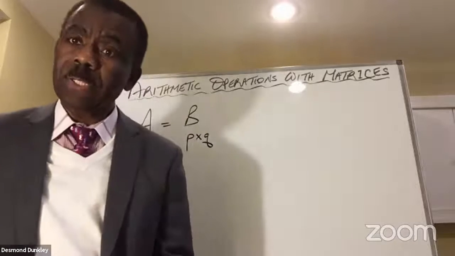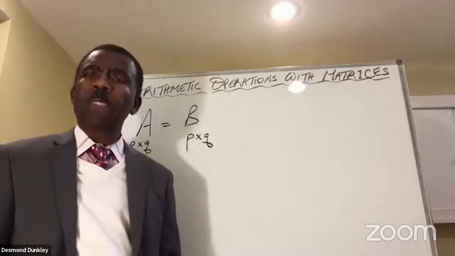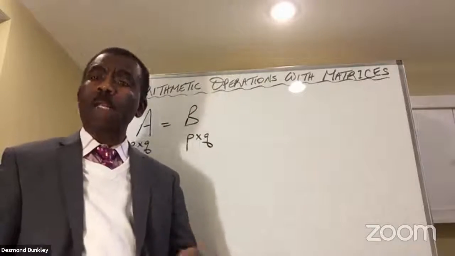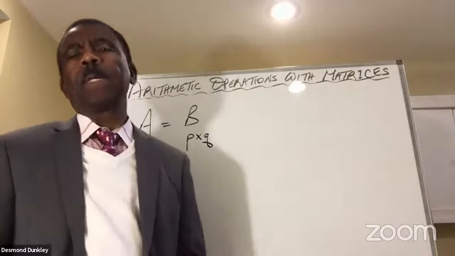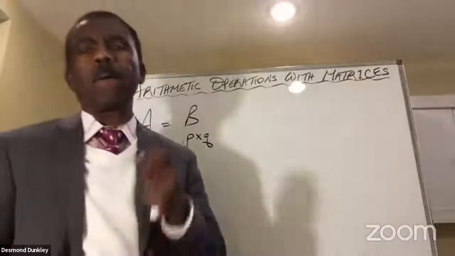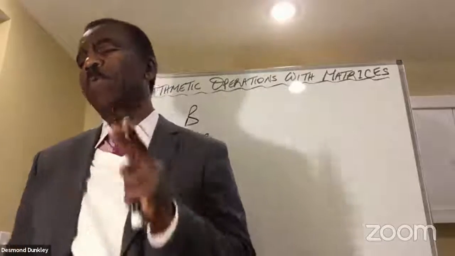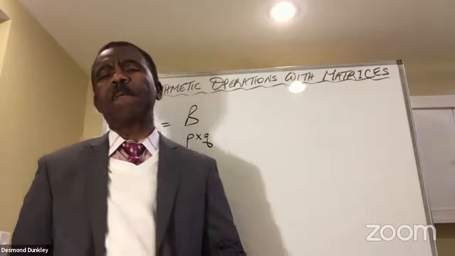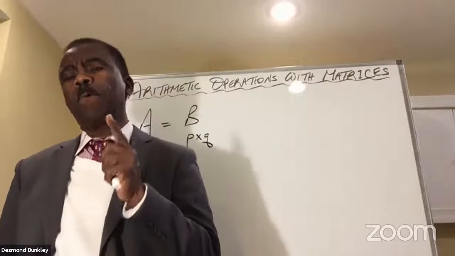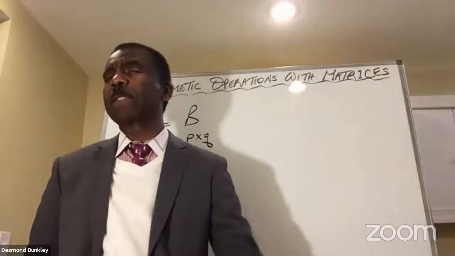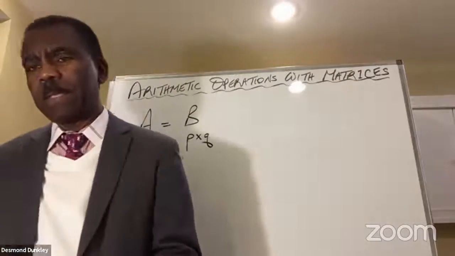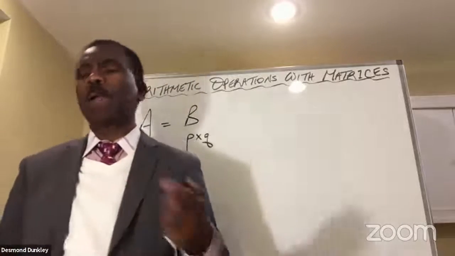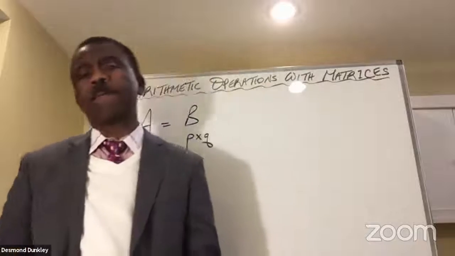We talked about addition, subtraction, the scalar multiplication of matrices, and then regular matrix multiplication. We discovered that you can add or subtract two matrices only if they have the same dimensions, the same size. That is, both matrices have the same number of rows and the same number of columns. If the number of rows in one is different from the number of rows in the other, you cannot add them, you cannot subtract them.